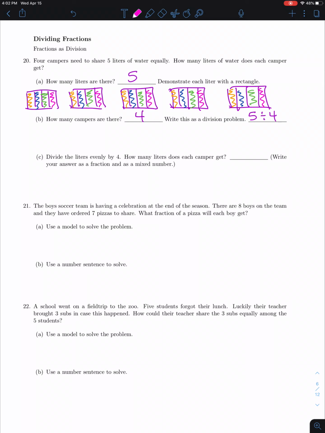So how many liters does each camper get? We're only caring about the single colors in this case. They'll all be the same because we divided them up evenly, so it doesn't matter which color you look at. But just say we look at orange. So we've got 1/5, 2/5, 3/5, 4/5. Oh, I've got these in fourths. So 1/4, 2/4, 3/4, 4/4, 5/4. So we've got 5/4 that each camper gets, or as a mixed number, this would look like 1 1/4 liters of water is what each person would get.